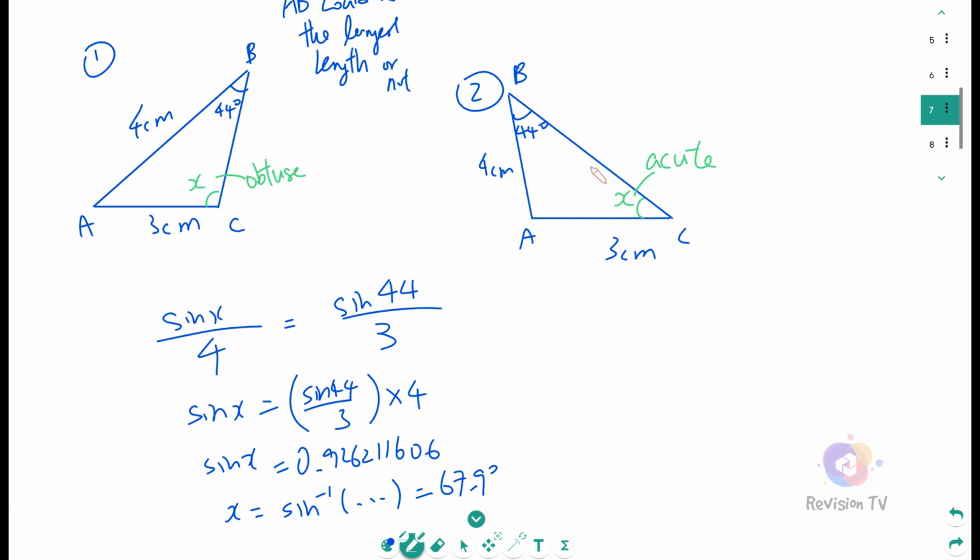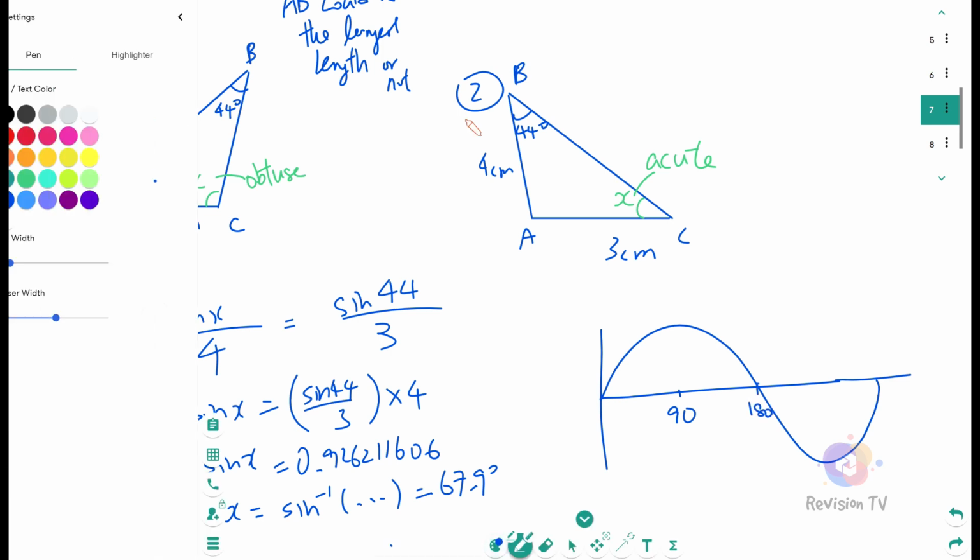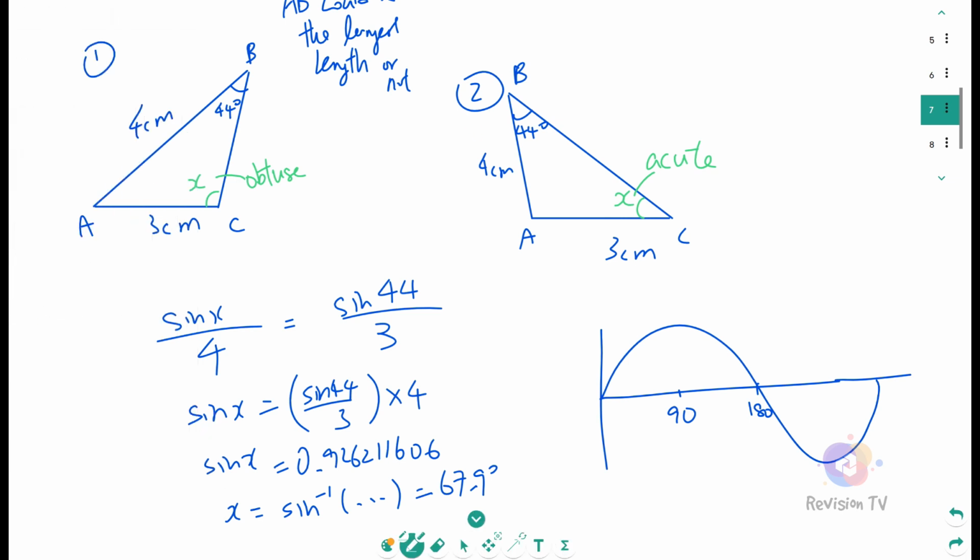If you look at the size of this angle, 67.9, which triangle does it fit? Well, this right one, because this value is acute. So how do we find the obtuse angle? Well, we can use a sine graph to help us. That's 90 degrees, and that's 180 degrees. That's why I needed you to do the starter question at the beginning. If x is 67.9 degrees, let's say roughly here, I get an answer here. If I go across, I can find another value in here, using the symmetry of the sine graph.